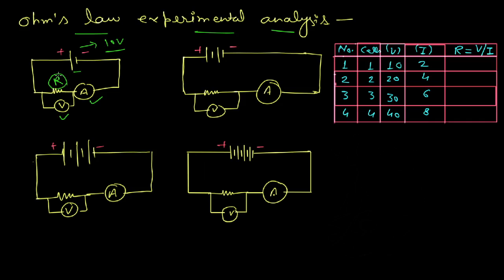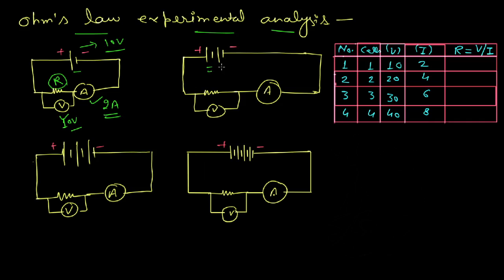In the first case, we have connected one cell through the resistance R, where we have connected the voltmeter across the resistance R, and we have connected an ammeter also to measure the amount of current. Suppose it is producing 10 volt potential, and the ammeter reading here is 2 ampere.